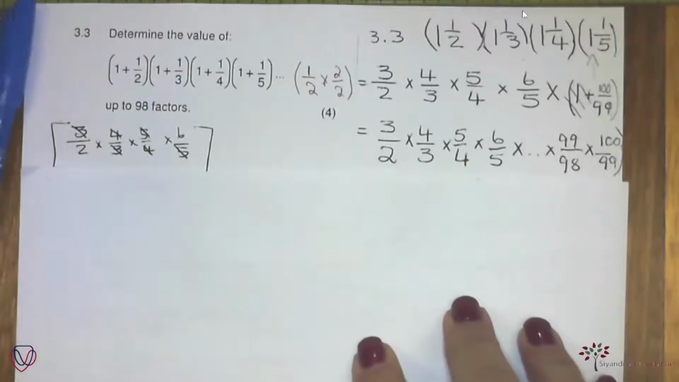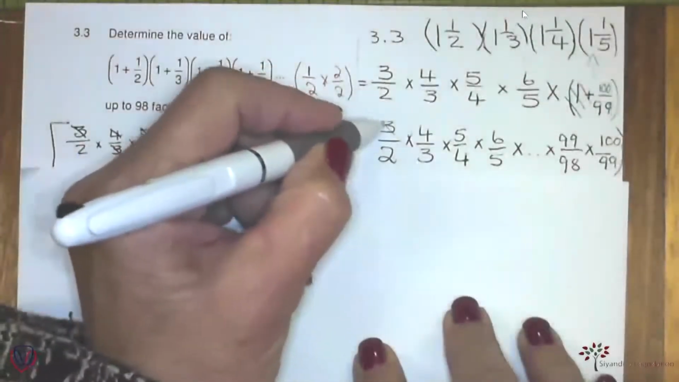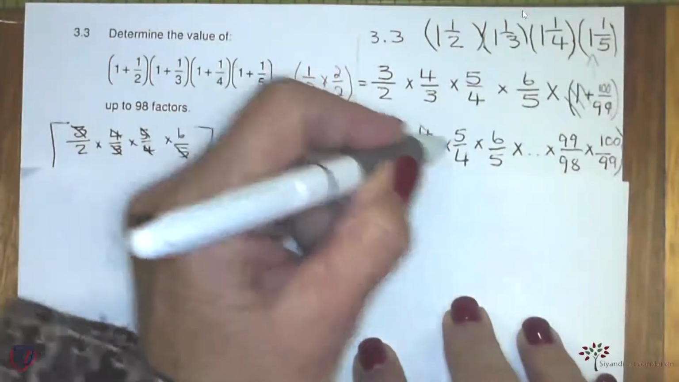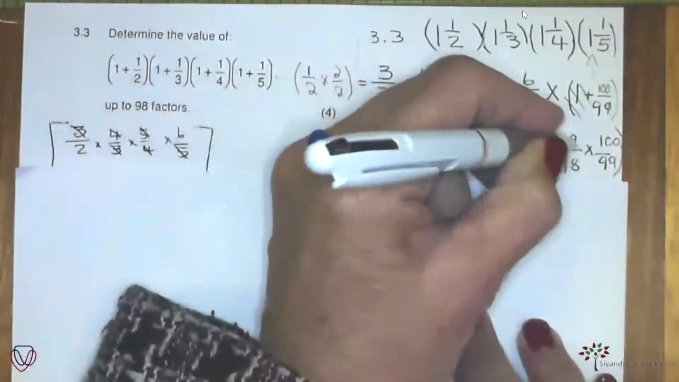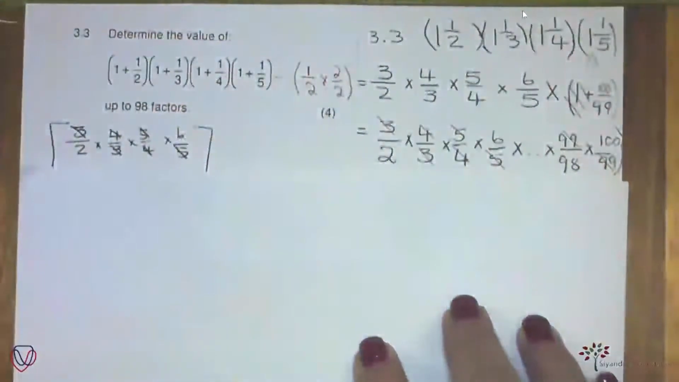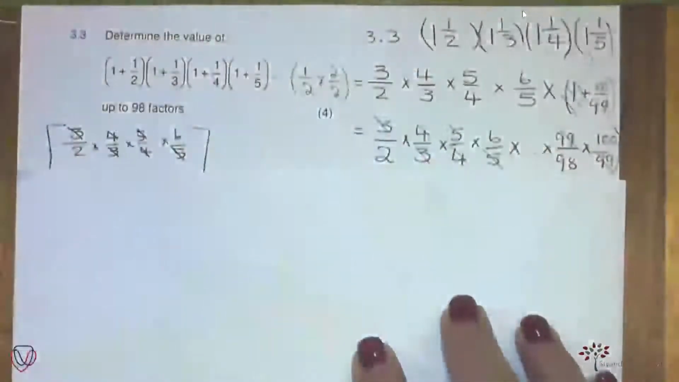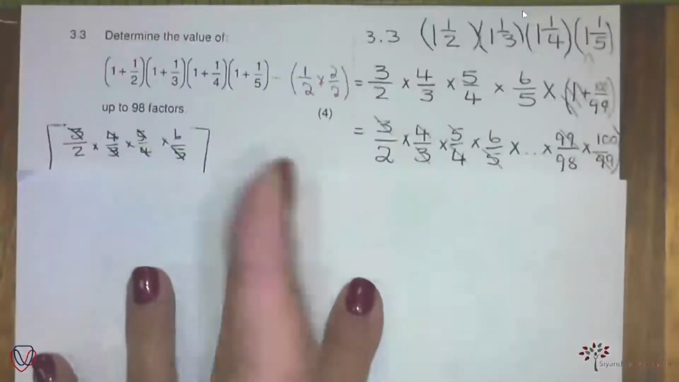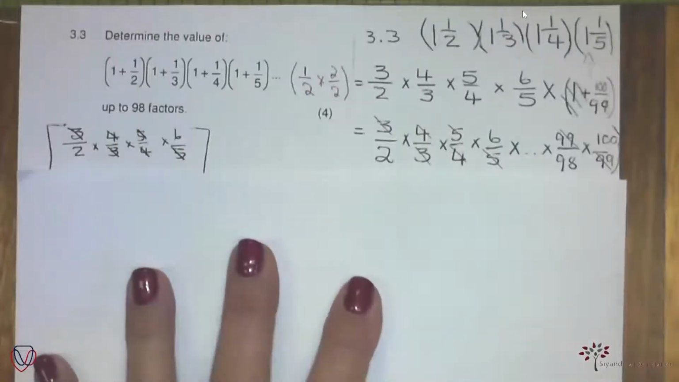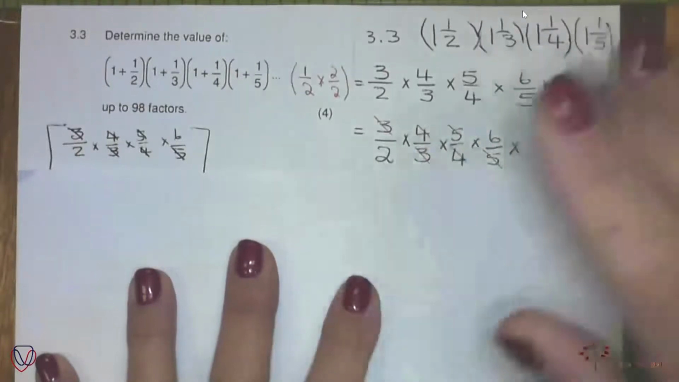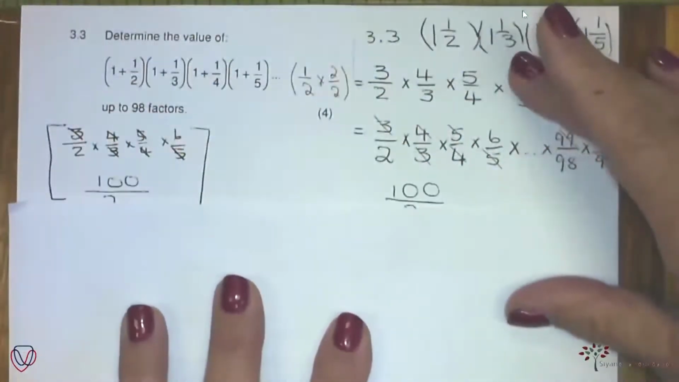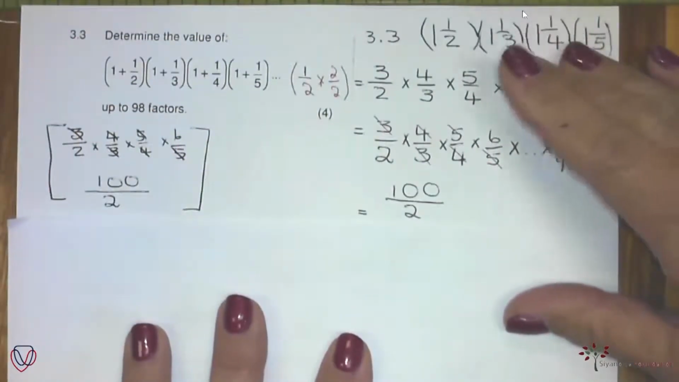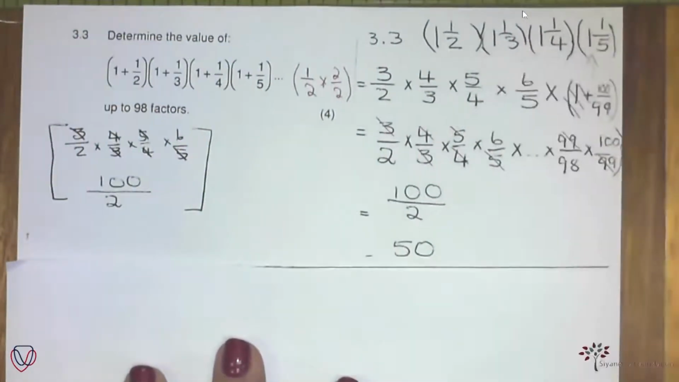People, look at how easy it is. Look at this. And you will go on like this up to the end. So what is going to be left if you cancel right to the end? Only the 100 and the 2. So the value of these 98 factors is going to be 100 over 2. And that's going to be 50.